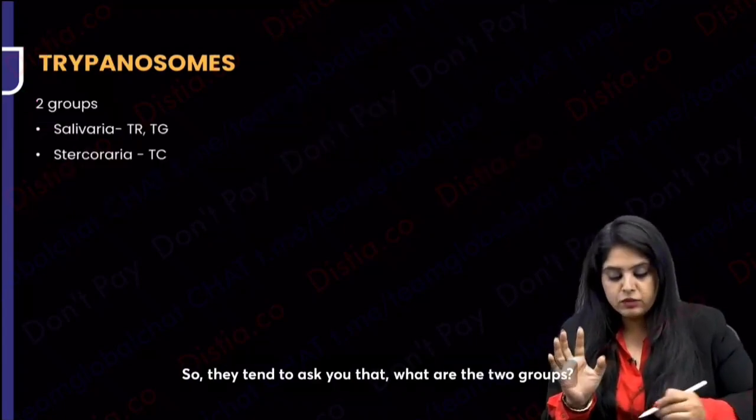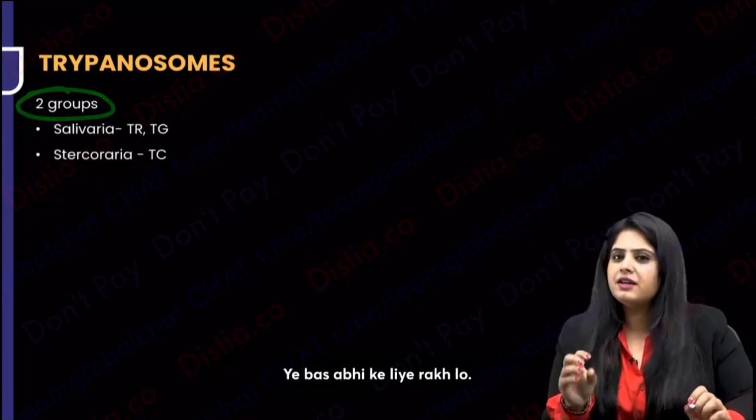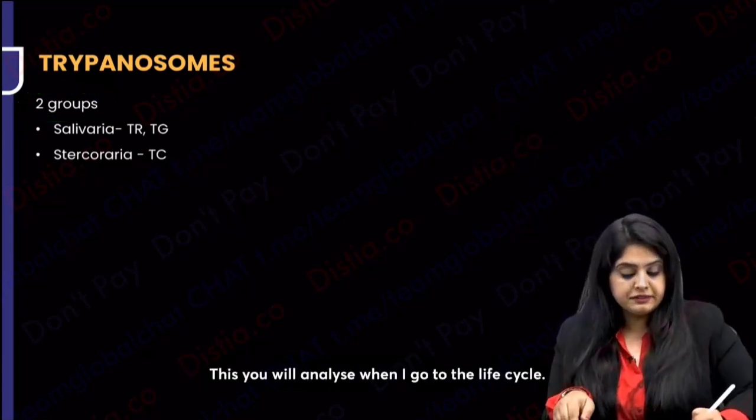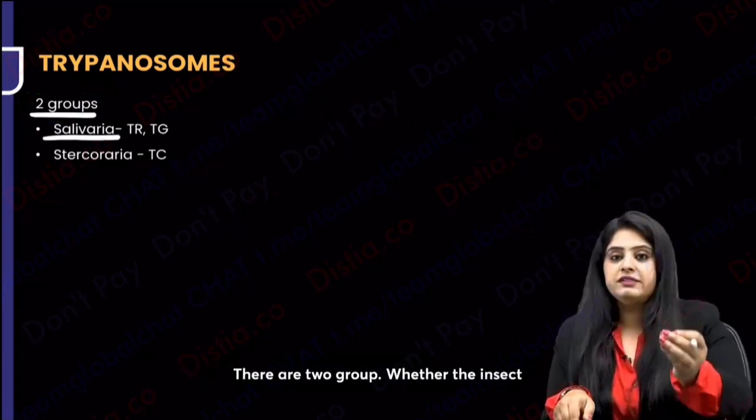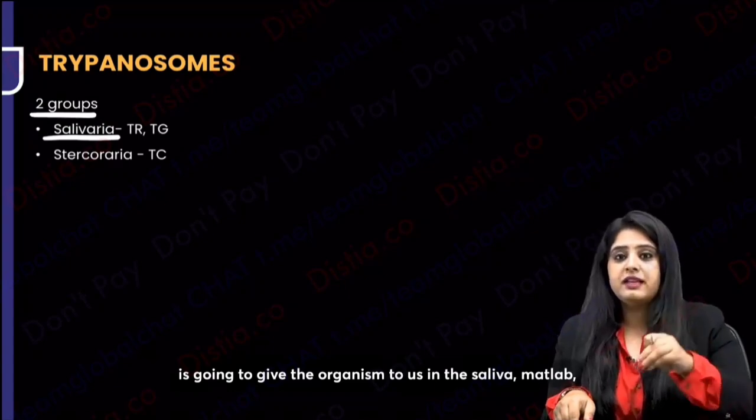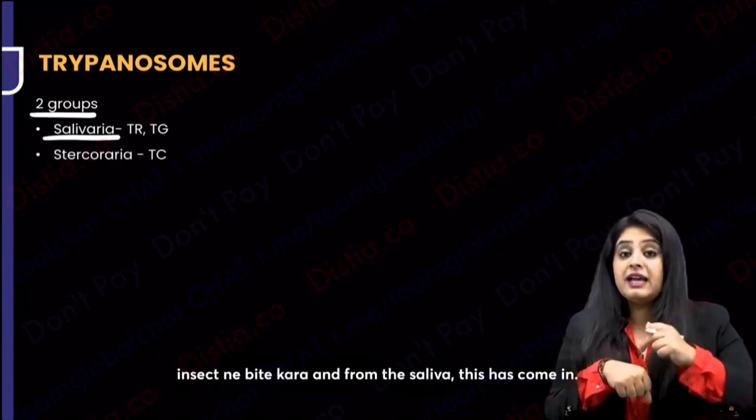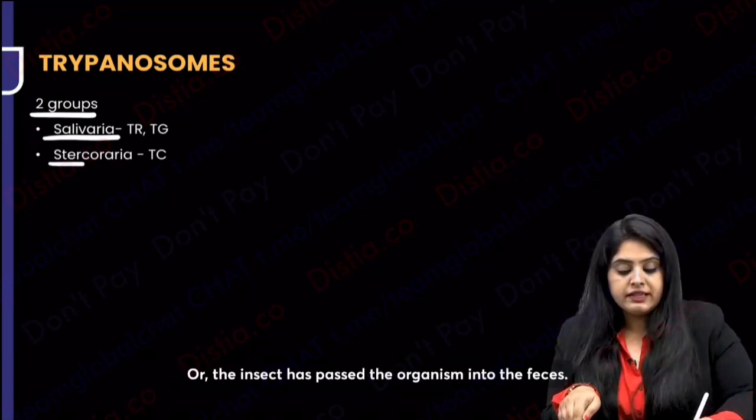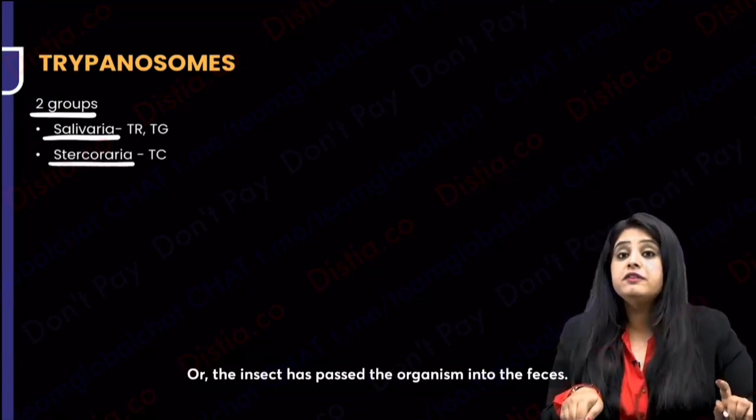They tend to ask you what the two groups are, and just memorize this for now. You will analyze this when I go to the life cycle. There are two groups. Either the insect is going to give the organism to us in the saliva, meaning the insect bites and the organism comes in through the saliva, or the insect has passed the organism in the feces.